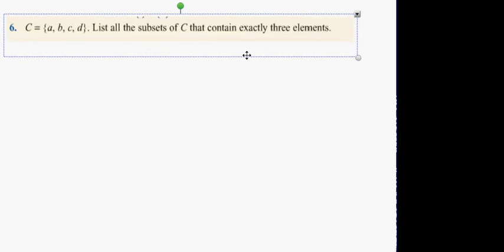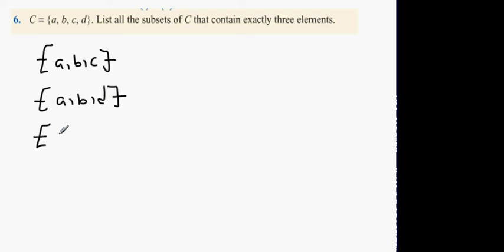C is A, B, C, D. List all the subsets of C that contain exactly 3 elements. Give me an example of a subset of this. A, B, C. Give me another one. A, B, D. What about the next one? Let's go in order. A, C, B. Oh wait, A, C, B is the same thing as A, B, C. A, C, D. Okay, and the other ones?